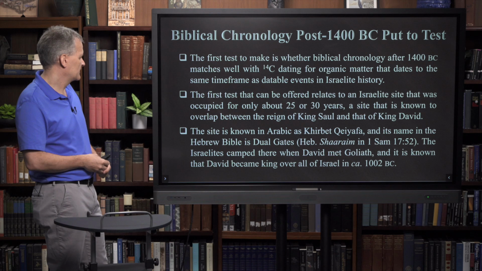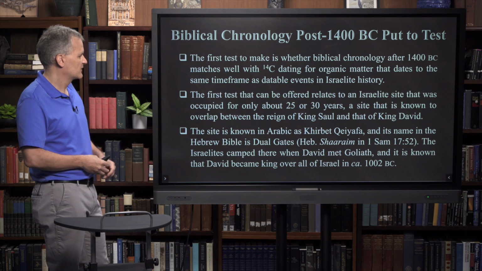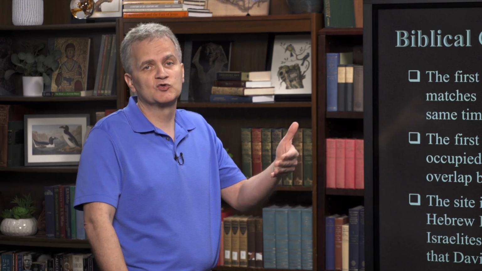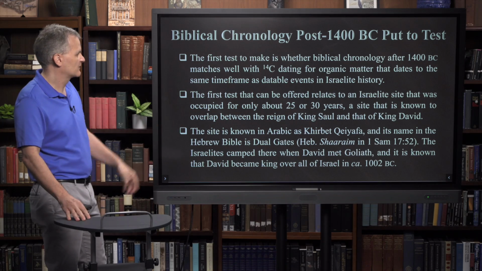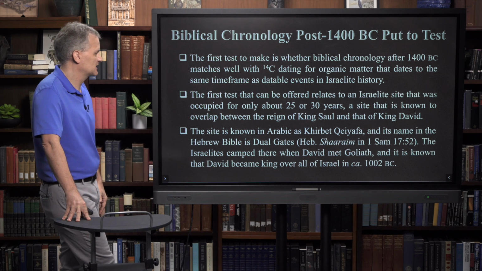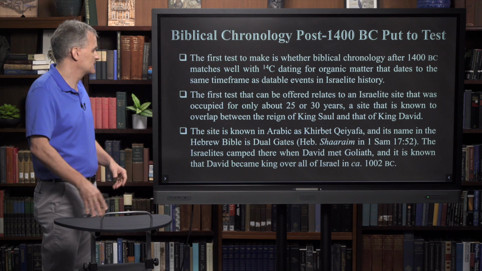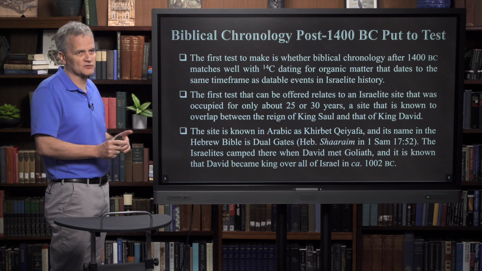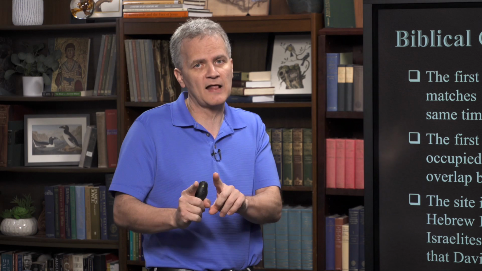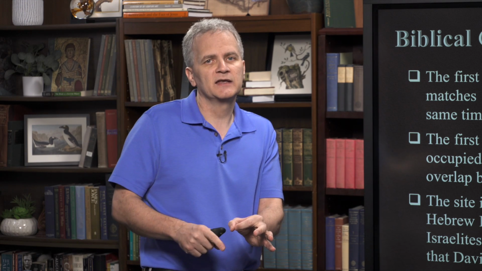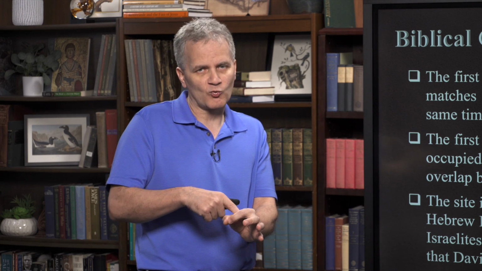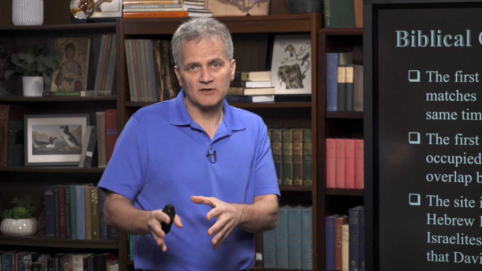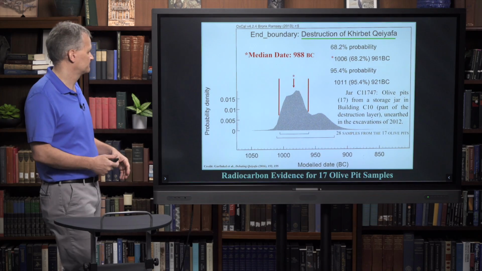And its name in the Hebrew Bible is dual gates. There's a Hebrew word for this, sha'arayim, and sha'arayim essentially means dual or twin gates. And we can find a reference to that in 1 Samuel 17:52. The Israelites camped there when David met Goliath, and it's known that David became king over all of Israel in 1002 BC. So there's our tent peg from biblical chronology. 1002 BC is either the exact year or right within a year or two of the year that David would have conquered Jerusalem and taken over as king over all of Israel.